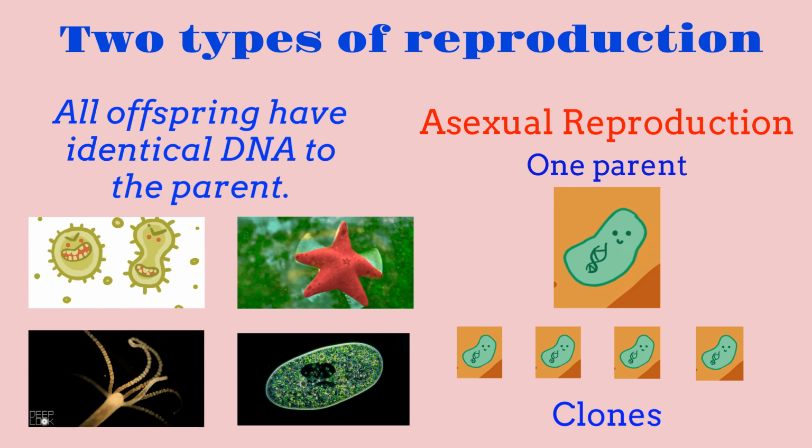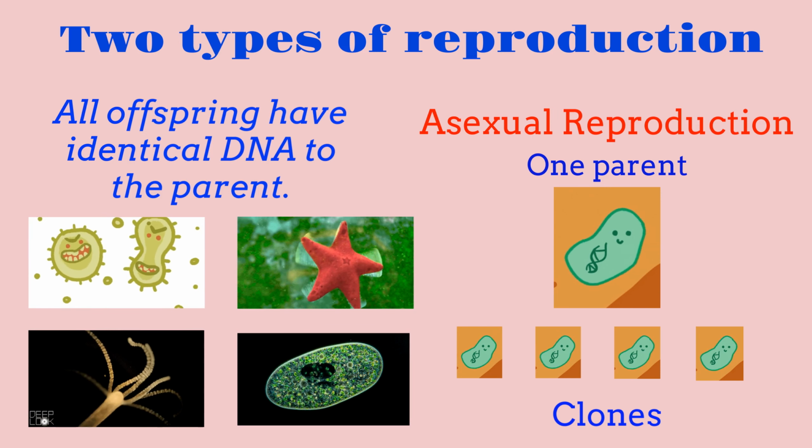So now we're going to be going over the 5 different ways that asexual reproduction can occur. The first one is binary fission. The second one is spores. The third one is budding. The fourth one is vegetative regeneration. And the fifth one is fragmentation.